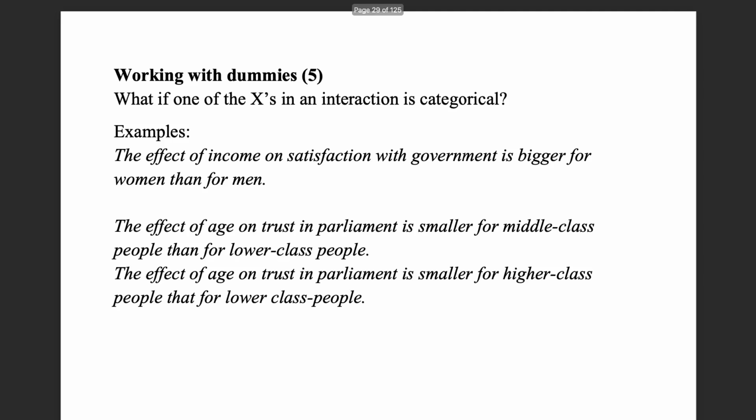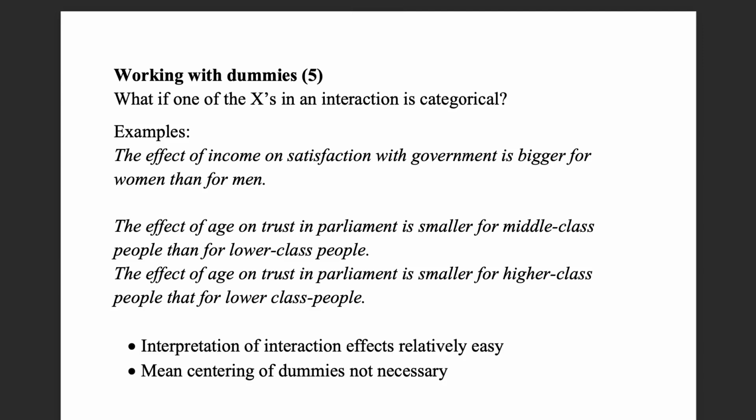Or maybe we have the hypothesis that the effect of age on trust in parliament is smaller for middle class people than for lower class people, and that it's also smaller for higher class people than for lower class people. So basically saying, well, age makes more of a difference for lower class people than for middle and for higher class people. All of these are hypotheses that you might want to test because your theory predicts these things to be the case. But also in this case, if we treat age as a continuous variable, we now have a moderator variable, socioeconomic class, where apparently we distinguish between 3 different categories: lower, middle, and higher class. So that means that we have a moderator variable that's actually categorical. So it is actually quite common to have these situations.